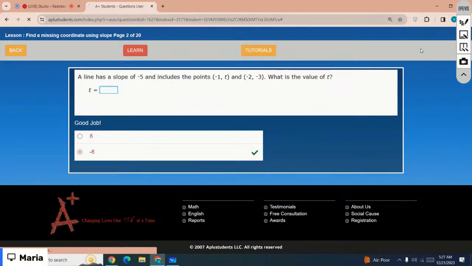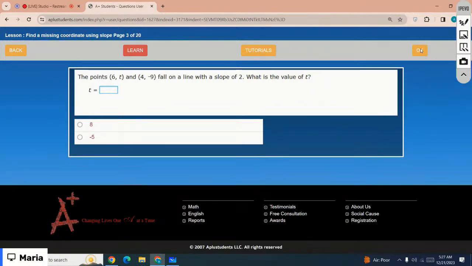Okay, for the next one, use your notebook and pencil and you can calculate the missing value. The points 6, t and 4, negative 9 fall on a line with a slope of 2. What is the value of t? So how do you calculate the value? Use your notebook and pencil and calculate the value.